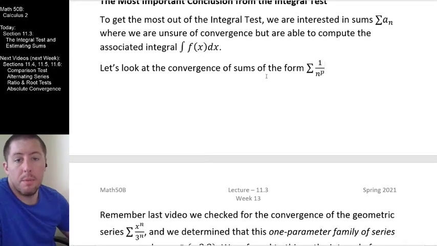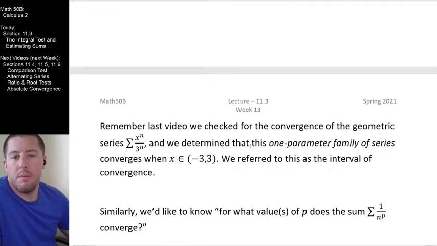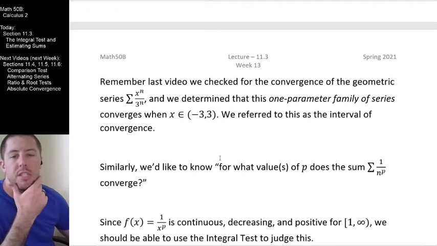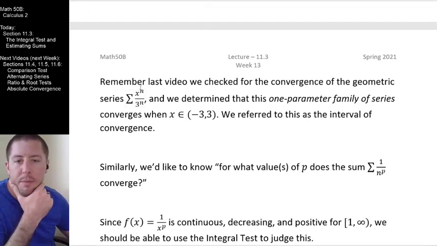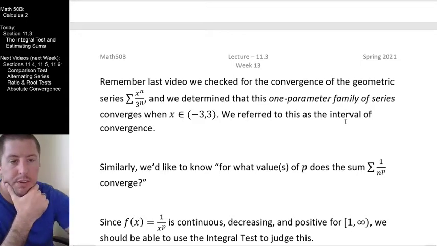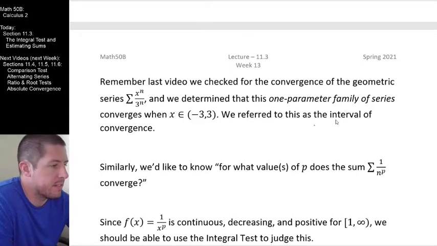So let's look at the convergence of sums of the form 1 over n to the p power. And we want to say, if we know what p is, can we judge convergence or divergence? Remember that in the last video, we checked for the convergence of a geometric series of the form x to the n over 3 to the n, and we determined that this one-parameter family of series converges when x was between -3 and +3. We referred to this as the interval or radius of convergence right there. I feel like I used the word radius, not interval.